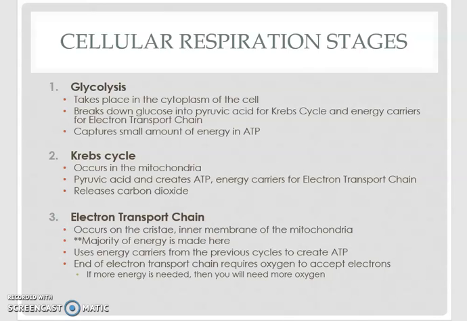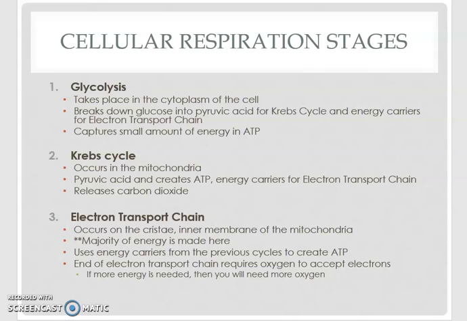The pyruvic acid is going to go through the Krebs cycle and is going to create some ATP and then some energy carriers. It will also release carbon dioxide. The last step of cellular respiration is the electron transport chain. This will occur in the inner membrane of the mitochondria called the cristae. Most of the energy is made here. It takes the products from glycolysis and the Krebs cycle to make a lot of ATP.